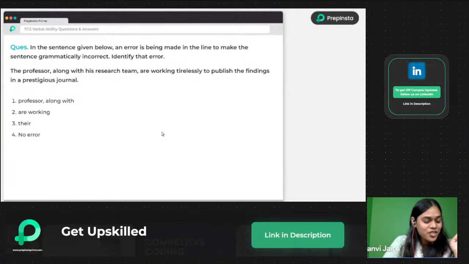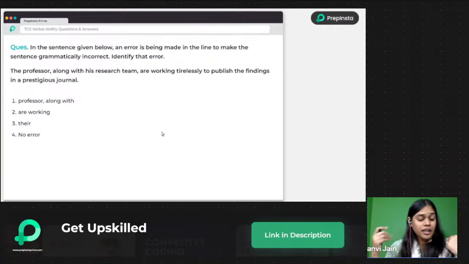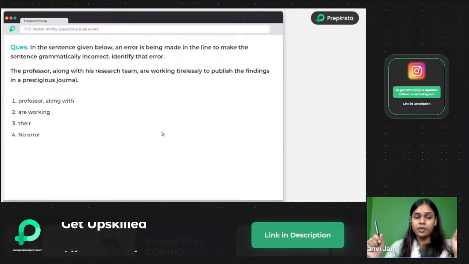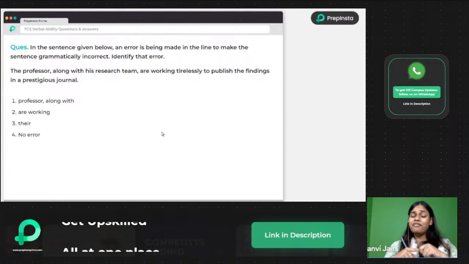Okay, moving forward, let's move to the fourth question. We are going to go a little quick because we are up on our time, because of the technical glitch. In the sentence given below, an error is being made in the line to make the sentence grammatically incorrect. Identify that error. All right, the professor, along with his research team, are working tirelessly to publish the findings in a prestigious journal.